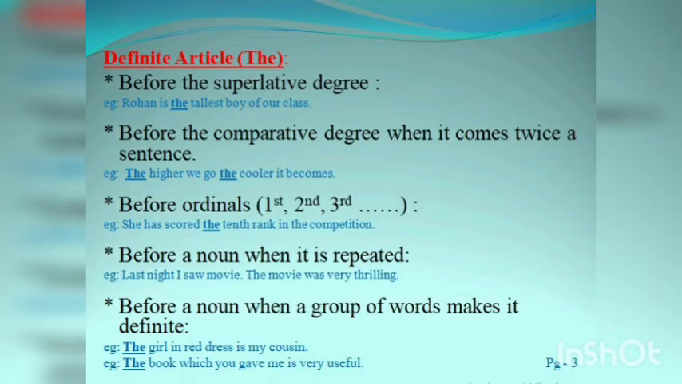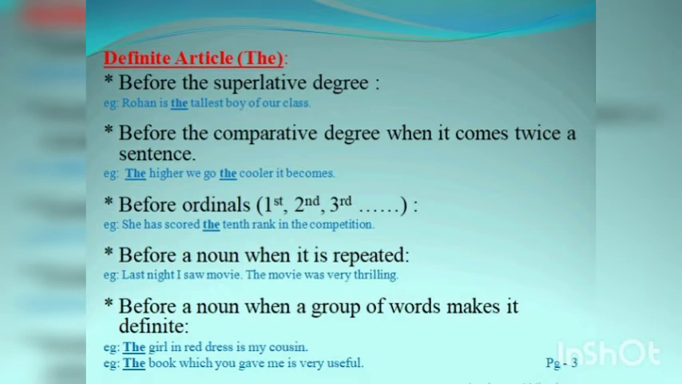before ordinals. Before ordinals we use 'the', and ordinals are first, second, third, 20th, 21st, 100th, this way. These are called ordinals. Okay, and cardinals are 1, 2, 3, 4, 5, 6. So before ordinals we use 'the', but there must be a noun just after the use of these ordinals, like first rank. There must be a noun just after the ordinal.